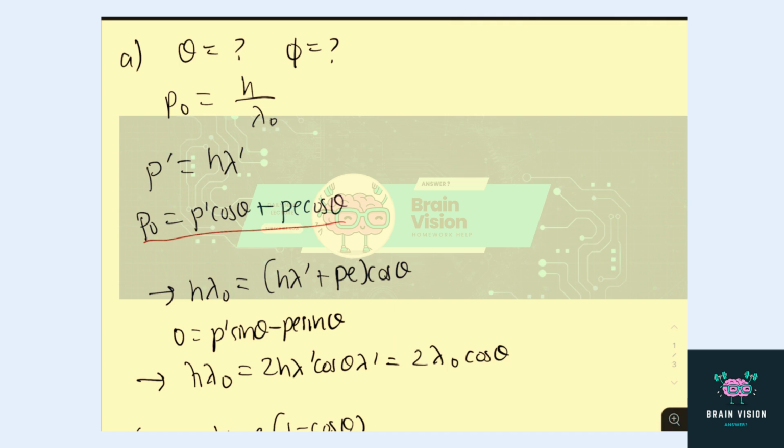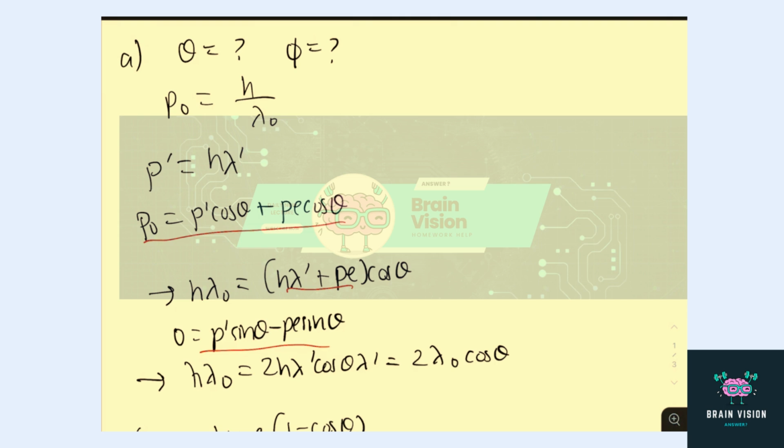So we can use these equations now. h over lambda naught is equal to h over lambda prime plus pe times cosine of phi. And in the y direction, we have conservation of momentum, so we have 0 is equal to p prime sine theta minus pe sine phi. So we can use these to solve for lambda prime.